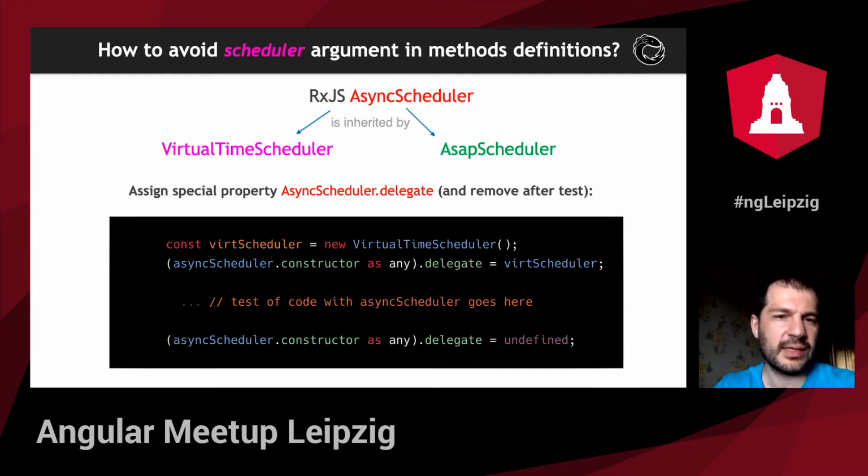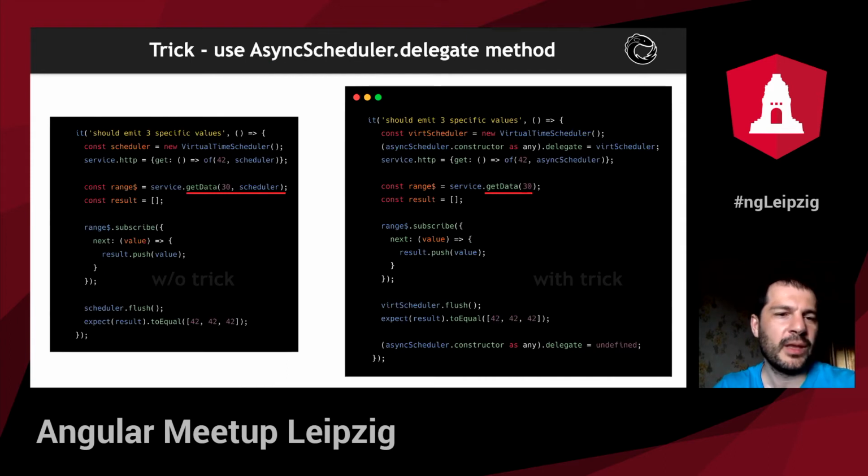Let's take a look on an example. To the left, you can see our old code that feed scheduler to the function. To the right, we reassign async scheduler delegate method, and now we can call our function without that additional argument. Yes, test is a bit longer, but there is nothing test specific in our working code now. So this is a trick that can help you to keep segregation, business code and testing code.